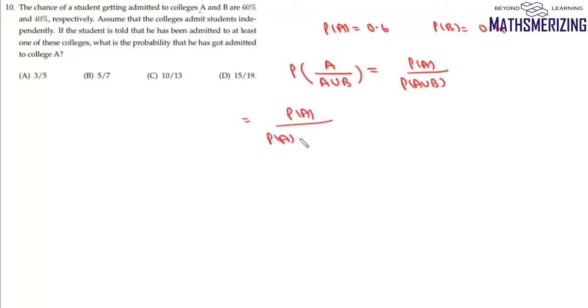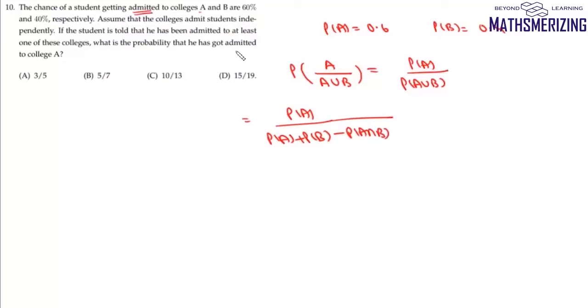Now, if a student is told that he has been admitted to at least one of the colleges, what is the probability that he has got admitted to college A? So we know that if A union B has already happened, we have to find this conditional probability A upon A union B. Now probability of A intersection A union B is simply probability of A, and here will be probability of A union B. So it will be probability of A, and then probability of A union B will be probability of A plus probability of B minus probability of A intersection B.